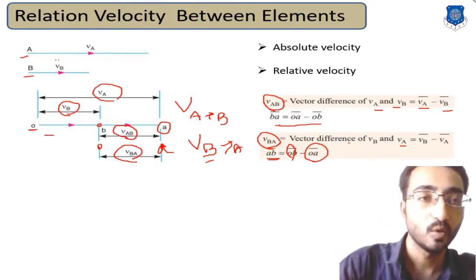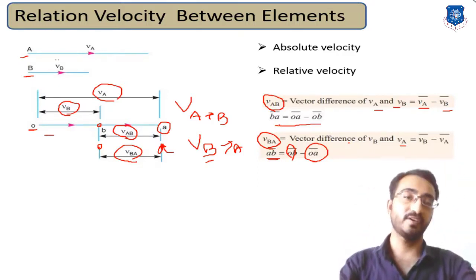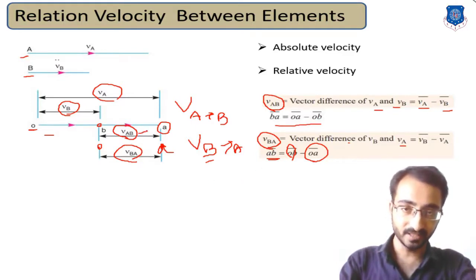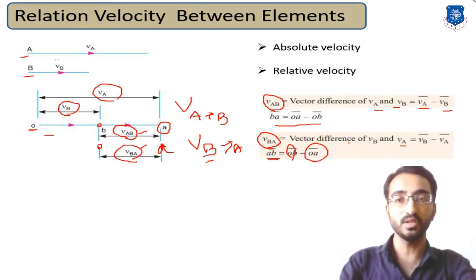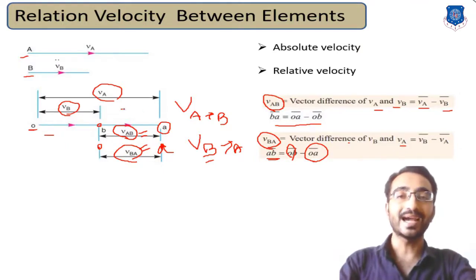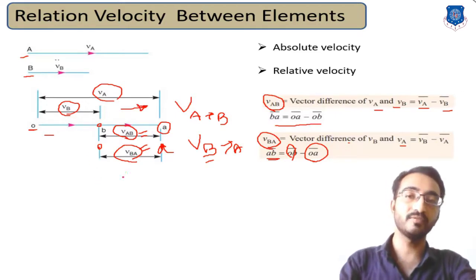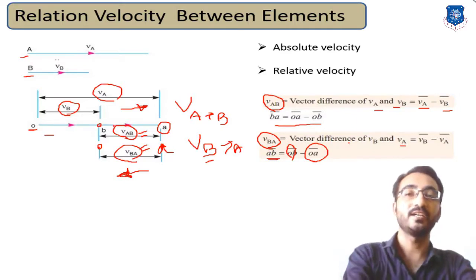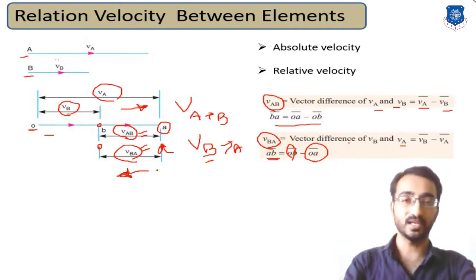In this way we can calculate the relative velocity of different elements. Now from this equation we can even say that the velocity of A with reference to B, or B with reference to A, will always have the same amount, but in the opposite direction. If you refer over here, A is moving in the positive x direction in comparison to point B, or in other words, B is moving in the negative x direction with reference to point A.